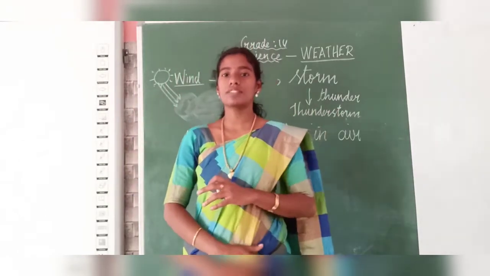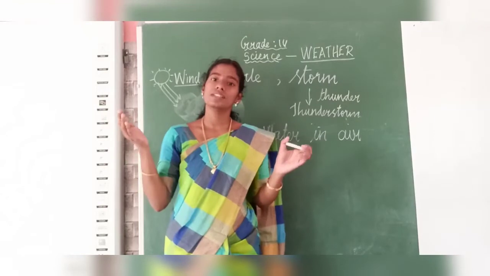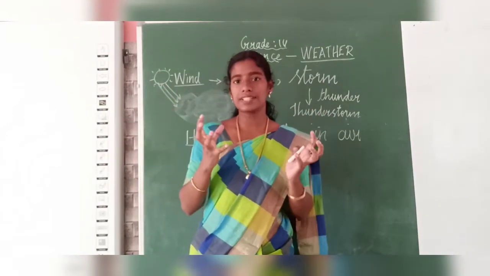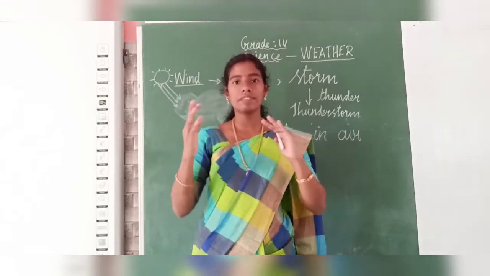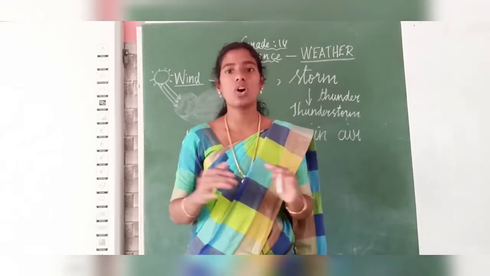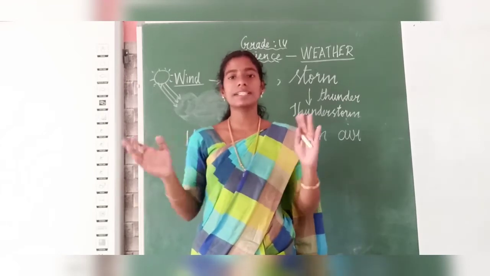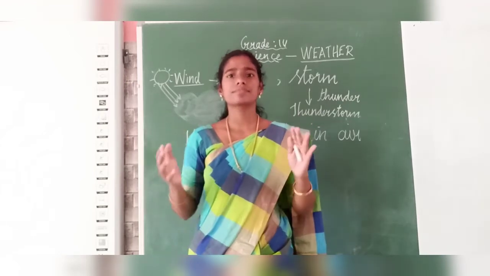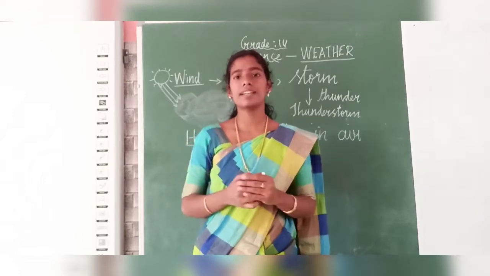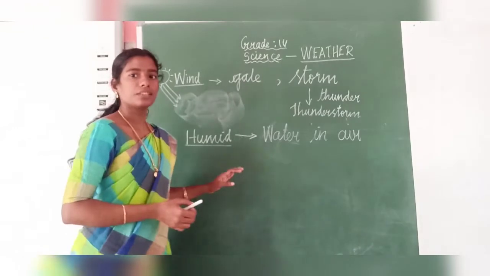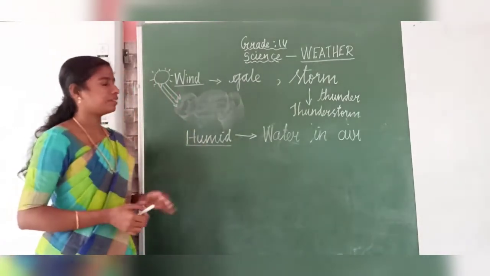In some days the weather changes. Weather is not constant. Sometimes it will be too hot, sometimes the sun will give only a little heat. So the weather changes. The weather is not uniform all day, all the time. It is changing. Some weathers we can see commonly. The first one is wind.